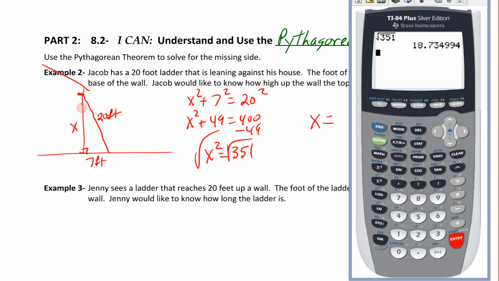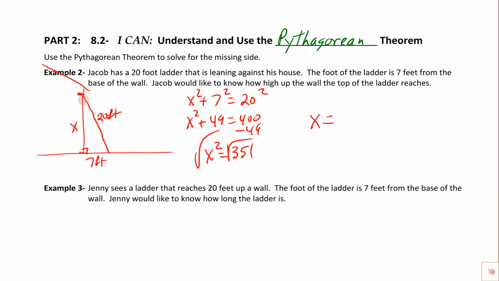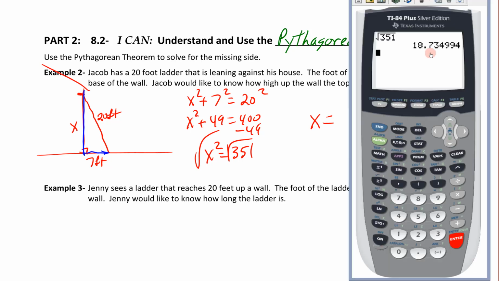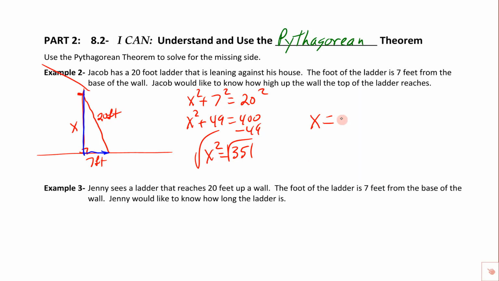By taking this, so if this ladder were straight up and down, it would be 20 feet up. By sliding this base out here 7 feet, it only lowers it a little bit more than a foot, 18.74. So let's round to the hundredths place. So this is going to be 18.73 feet.